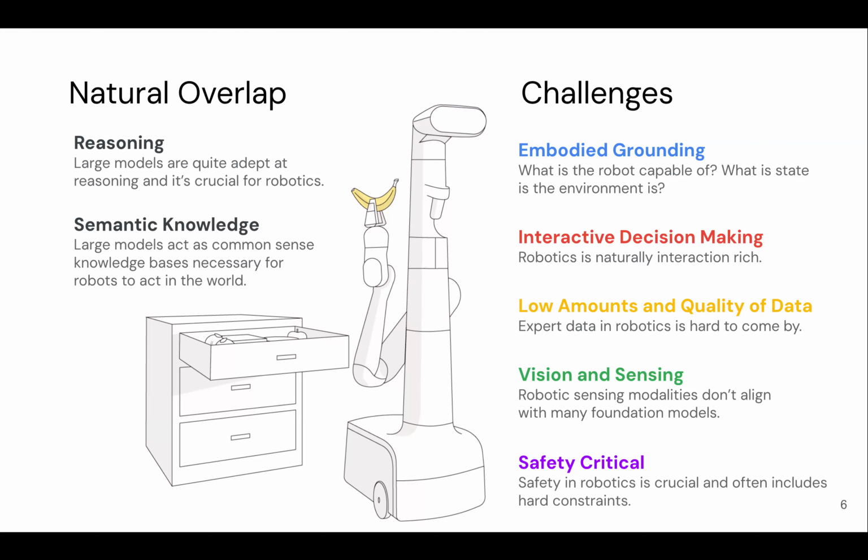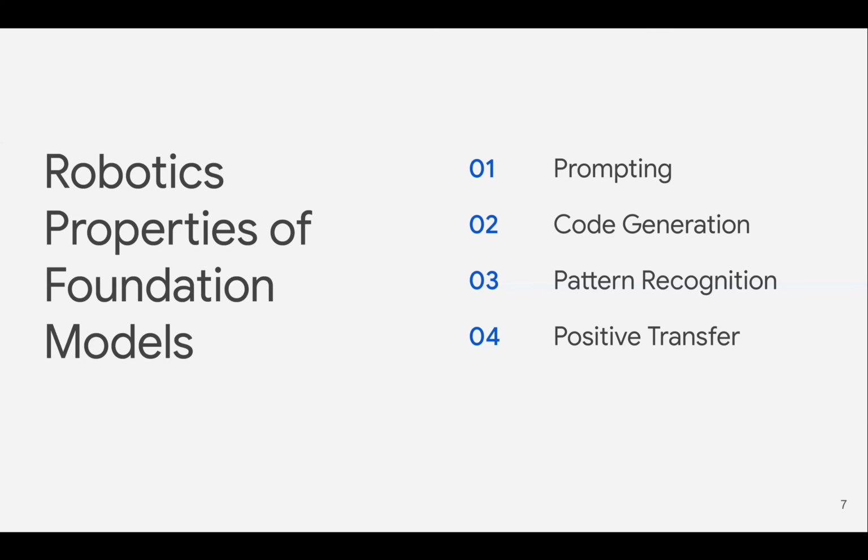But yeah, I think working these hard constraints into the loop is difficult. So I'm going to talk about 4 properties that I think matter a lot for applying foundation models to robotics that have enabled a lot of the new behaviors and abilities to come to fruition.